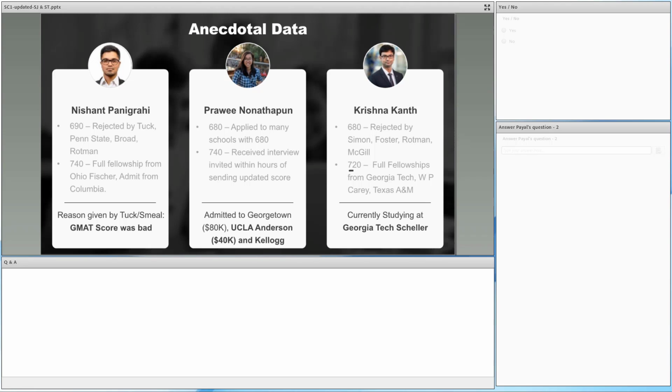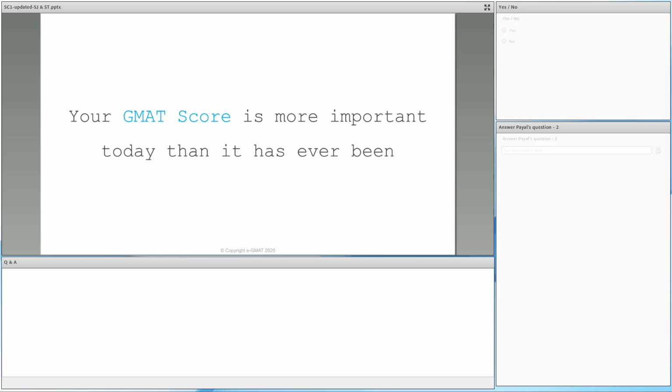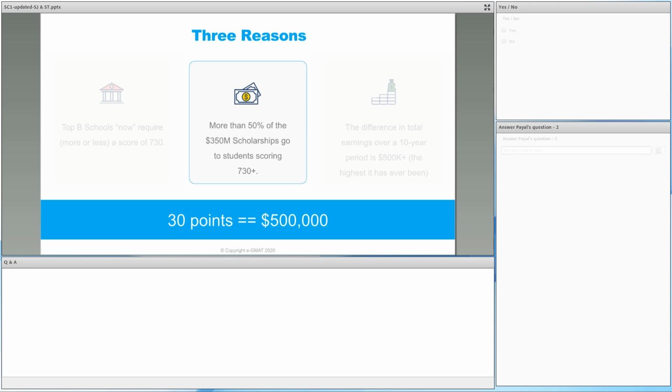$600,000 mark. Right. So the bottom line again is almost the same. That the GMAT score is way more important than what it used to be a few years or, let's say, a decade back. Now let's talk about the second reason. The second reason was about the scholarships.